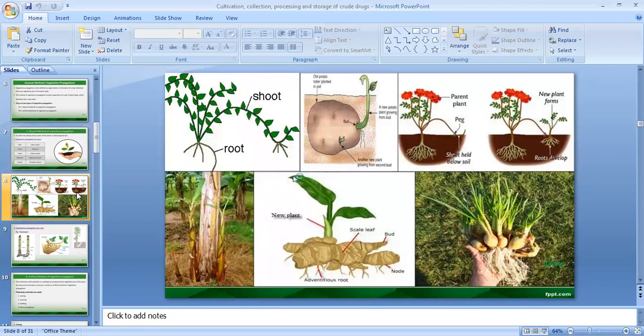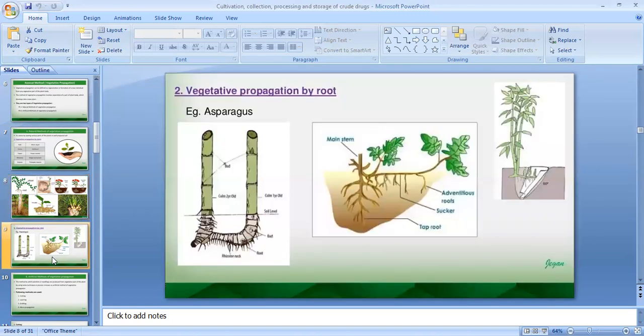These are pictures of various types of vegetative propagation. The picture is showing root, bulb, rhizomes, etc. This is another method of vegetative propagation from root and stem.